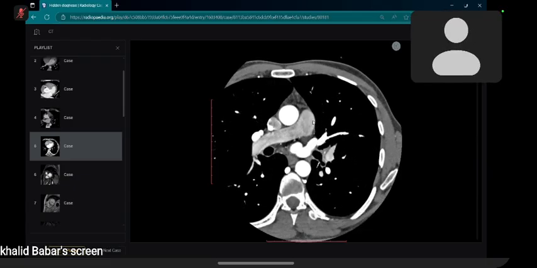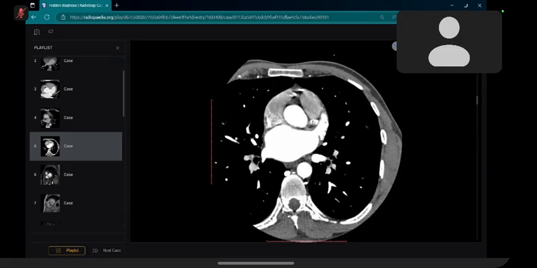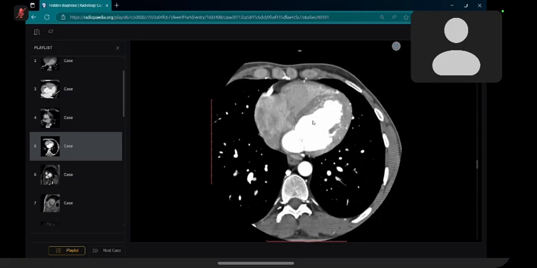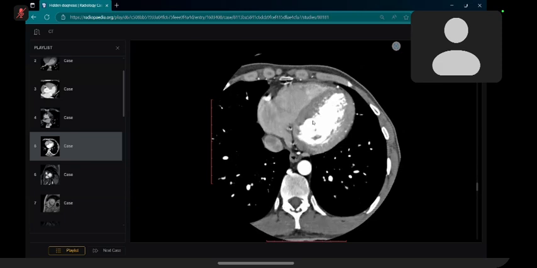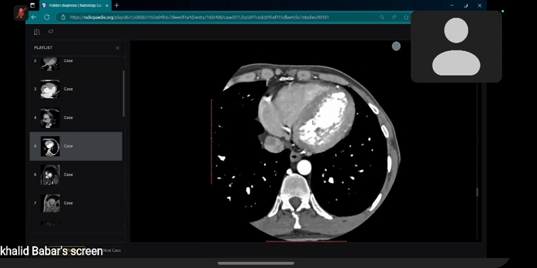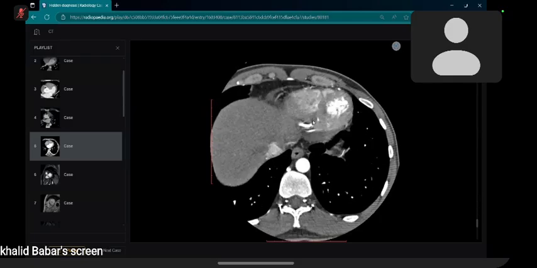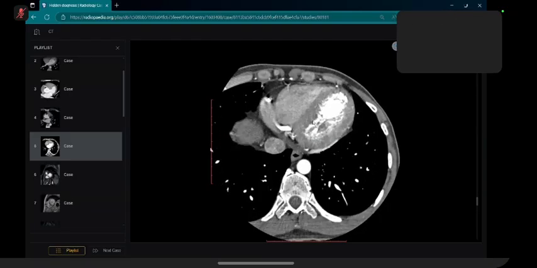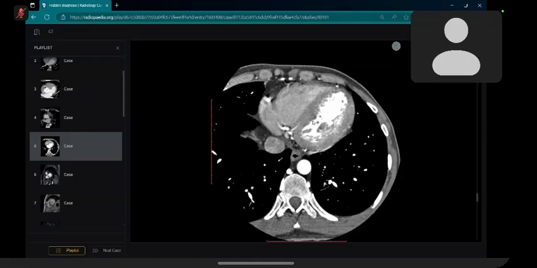Sir, perfusion sites. So we talked about the right coronary artery. It travels through the atrioventricular groove, and it supplies most of the right atrium and right ventricle until the base of the heart. It also supplies the SA node, and also the inferior wall of the left ventricle.